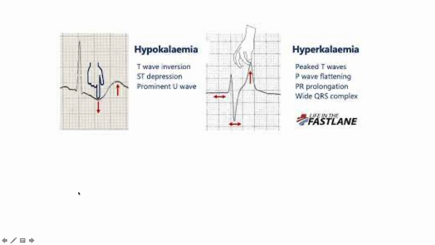So these are basically a simple way to represent changes in the ECG in situations of hypo and hyperkalemia respectively, taken from Life in the Fast Lane. Thank you so much, guys. So in hypokalemia, it's like somebody literally pushing the ECG downwards. So you have T wave inversion with ST depression, and you may have a prominent U wave. Hyperkalemia happens like somebody is literally pulling the ECG up. So you have peaked T waves, we have P wave flattening, you have PR prolongation, and a widened QRS complex.